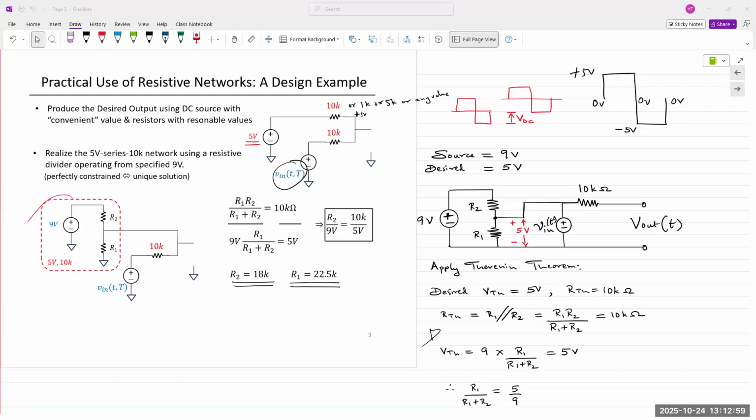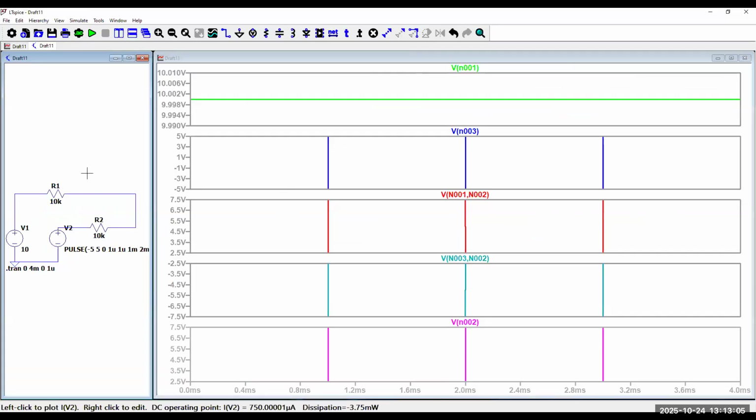If you have simulated this, then you already know it. But if you have not, this is the circuit. We have a square wave. V2 is the square wave, V1 is the DC voltage. Let's change that voltage back to 5, and I'm going to run it.